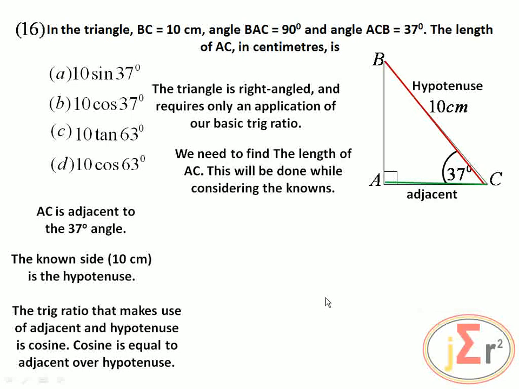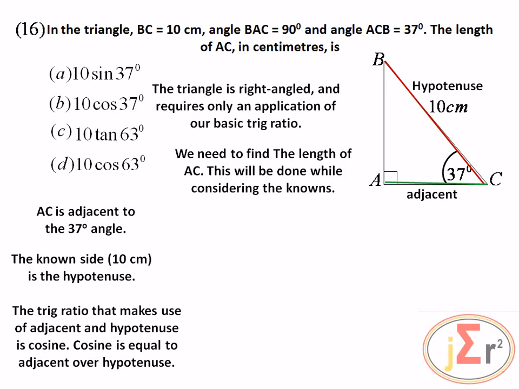The trig ratio that makes use of adjacent and hypotenuse is cosine. Cosine is equal to adjacent over hypotenuse. So we are talking about this side that is adjacent to the angle, and we are also concerned with the hypotenuse. So we need to determine the trig ratio and make use of it. The trig ratio that makes use of hypotenuse and adjacent is cosine.